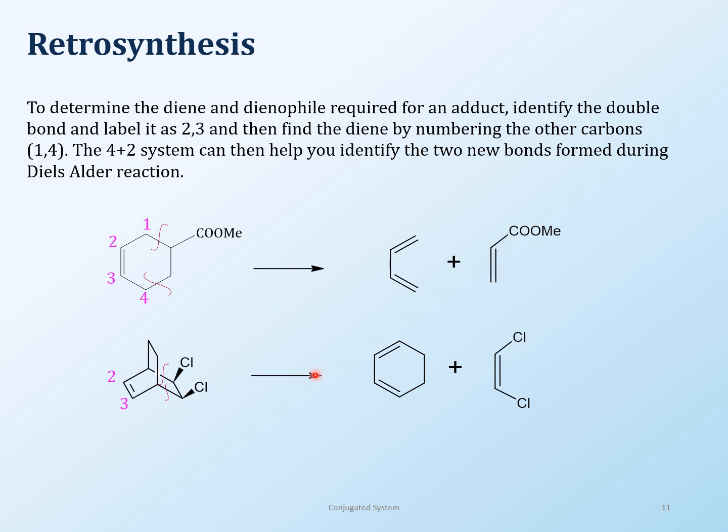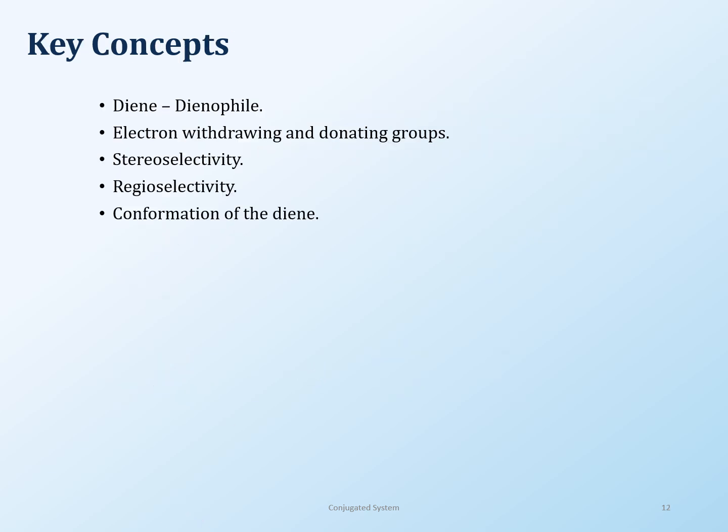So that's retrosynthesis for Diels-Alder. That's about it. So just remember how to make a good diene, how to make a good dienophile, some of the stereoselectivity issues, and then retrosynthesis also.